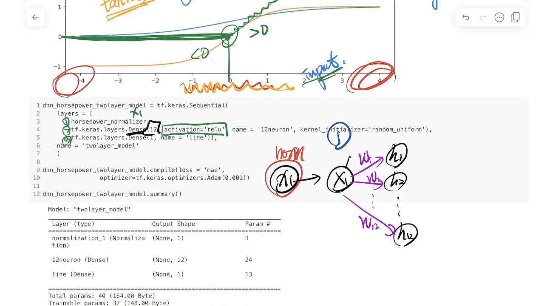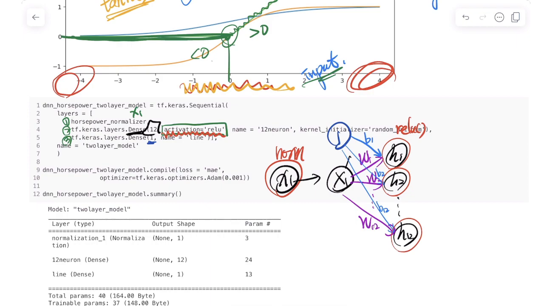So that's B1, B2, up to B12. That is the hidden layer. And here we have an activation function on this dense layer. That means after H1, we have a ReLU function right here.